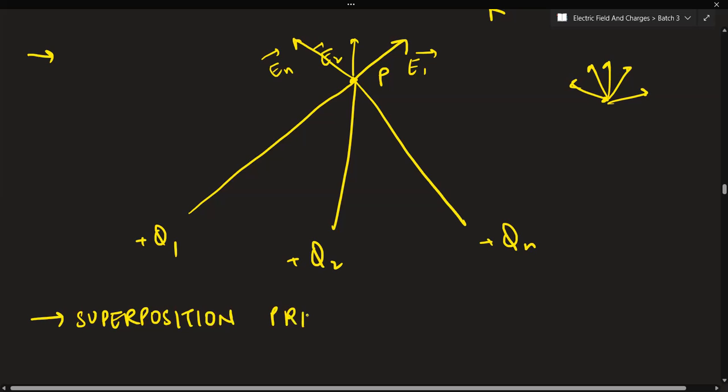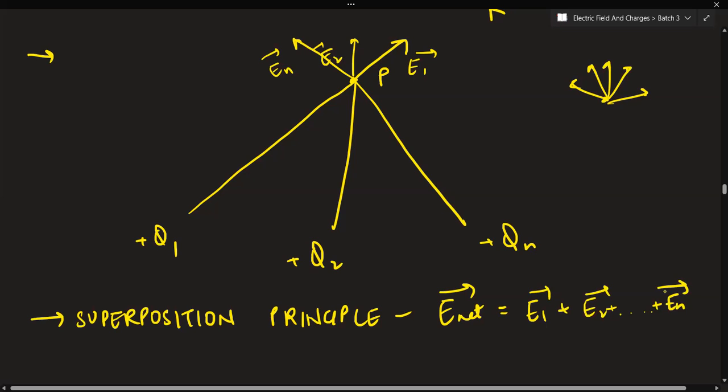Superposition principle. This is known as the superposition principle. This means the net electric field in this region will be given by the vector sum of all the electric fields. Even if there are n number of electric fields, the net electric field will be given by the vector sum.